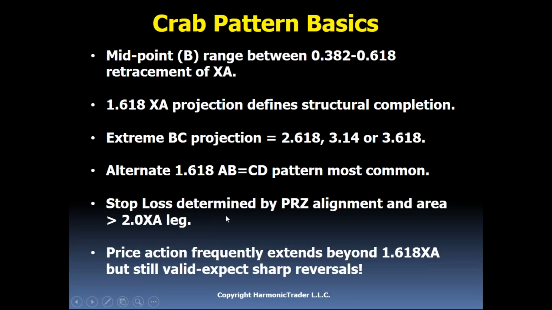The stop loss is determined by the PRZ alignment and the area of the 2.0. Now this is a little bit different than other structures because since the crab is extreme, we are going to analyze how the price action tests that area initially at the 1.618, but we will expect price action to go beyond the PRZ, and those can still be valid opportunities.